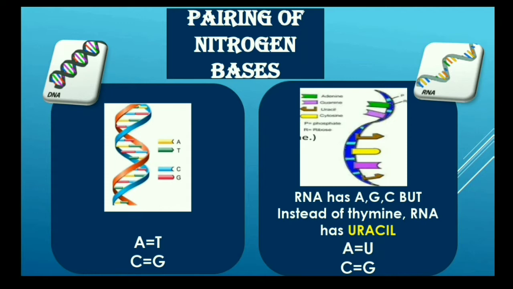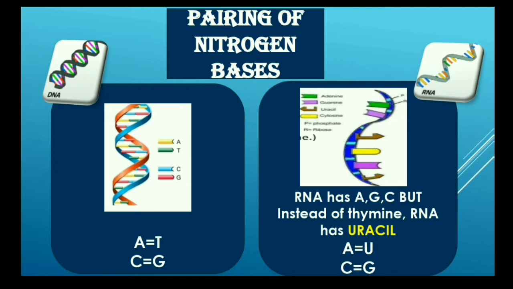Okay, next is the pairing of the nitrogen bases. In DNA, single-ring bases are paired with double-ring bases, and the same is the case for RNA. So let's talk about DNA. The single-ring base is paired with the double-ring base. Adenine, a double-ring base, is paired with thymine, a single-ring base, and similarly cytosine is paired with guanine.